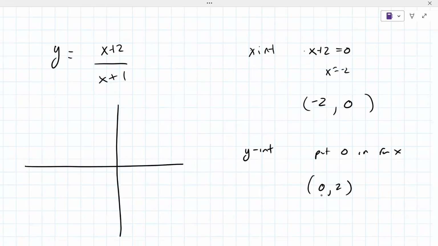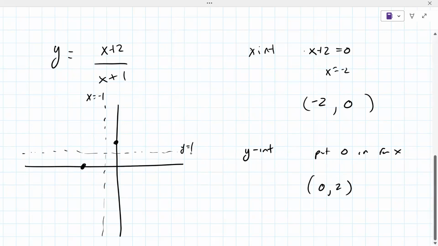So we have enough now to make a start of a graph. You start by drawing the vertical asymptote at -1, the horizontal asymptote at 1. All right. Now the x-intercept and the y-intercept, they help you to figure out the graph. Okay. So it looks something like this, something like this.